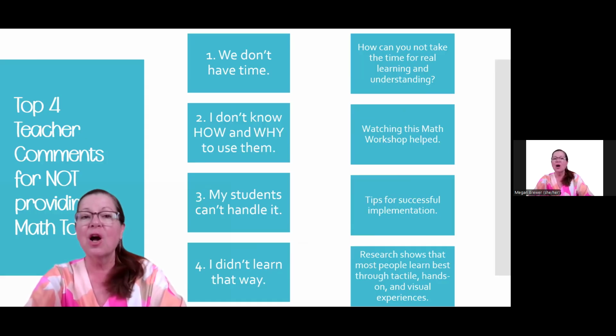We want you to consider for comment 1, we don't have time, that your students' time spent truly understanding math concepts through the use of math tools leads to deeper understanding and memory retention of the math concepts because they really understood the math idea. If students don't understand why they're performing certain math steps or following certain procedures, it's very likely they're going to forget what they were doing and why they were doing it, meaning that the next year they're going to need to relearn what they've forgotten. And typically they make a lot of mistakes.